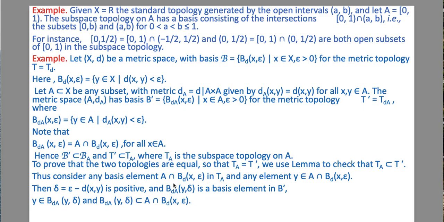Thus, consider any basis element A intersection BD x epsilon in TA and any other element y belonging to A intersection BD x epsilon. It means delta equal to epsilon minus dxy is positive and BDA y delta is a basis element in B dash. Y belongs to BDA y delta and BDA y delta is a subset of A intersection BD x epsilon.